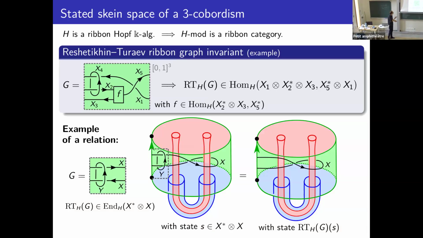Yes. So if you look at this example, for instance, you can draw this little box, okay, which is a cube neighborhood of the arc. And then the ribbon graph that you see in this little box is this, okay. So here you will get an endomorphism because source and target have the same strands. Okay, this will give you then this linear map, and you can act by this linear map on your state, and then you will get a new skein with a new state where this box has disappeared.